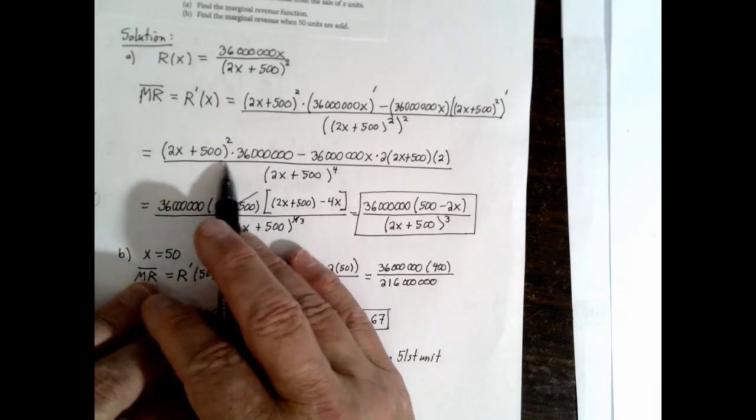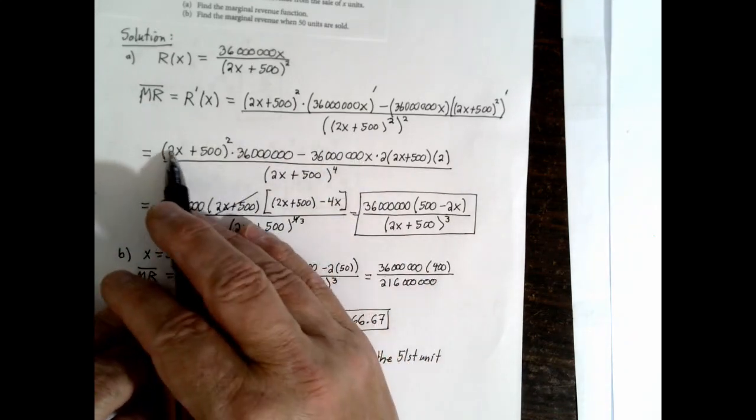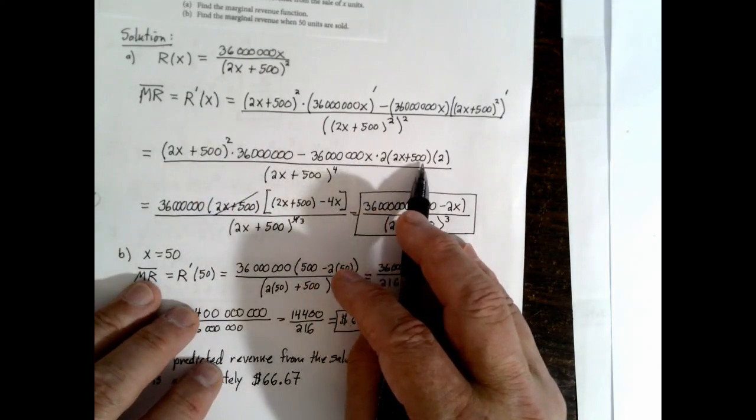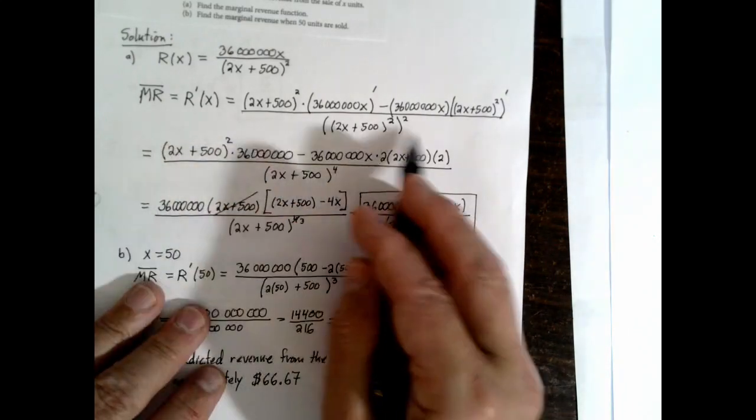Now, if you look at both these guys, they both have a 36 million that you can pull out. This one has a 2x plus 500 to the second, and this has the 2x plus 500 to the first. So you can pull out at least one of these out of both of these larger terms.